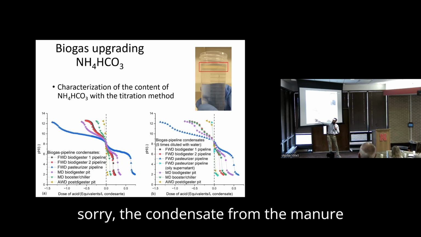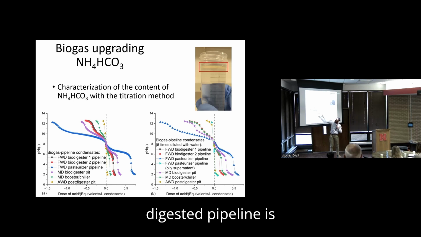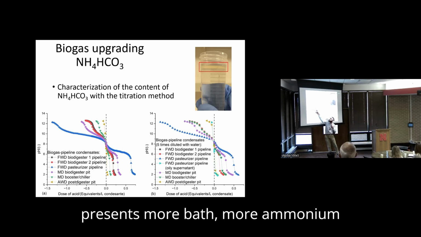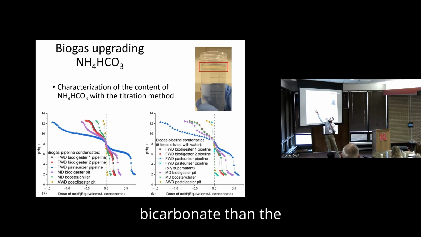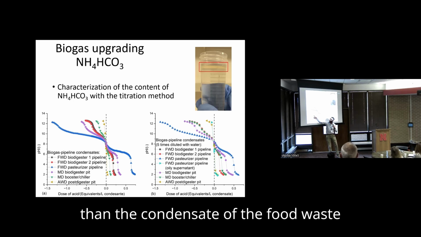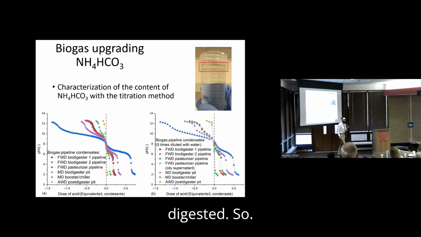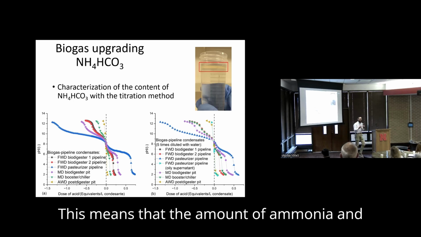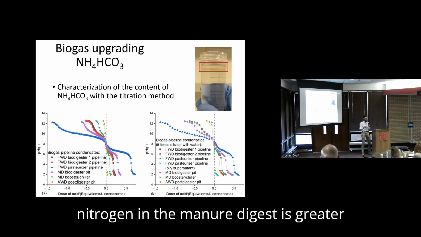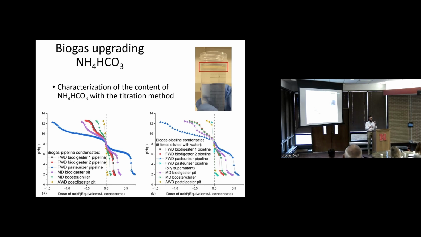The other interesting part, if we look, we see that the condensate from the manure digestate pipeline presents more ammonium bicarbonate than the condensate of the food waste digestate. So this means that the amount of ammoniacal nitrogen in the manure digestate is greater than in the food digestate.